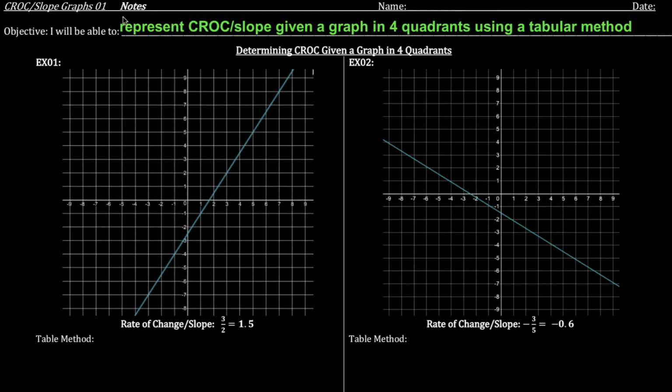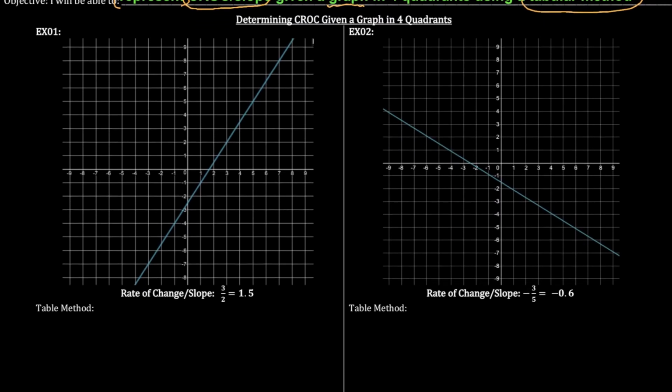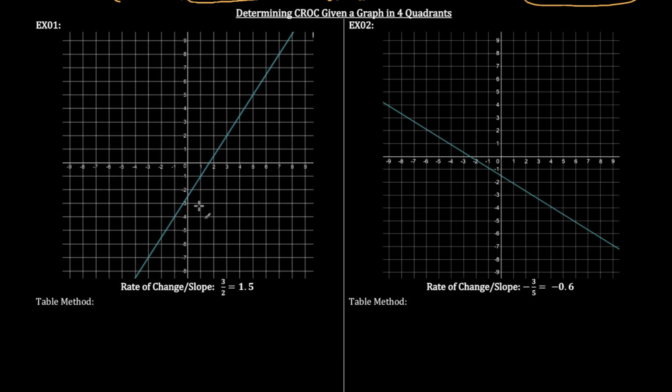All right, so in this lesson we are going to represent constant rate of change, which we're going to call slope also. So we're going to represent constant rate of change, also known as slope, given a graph in 4 quadrants using a tabular method. So we're going to use a table. In our last lesson we found constant rate of change, or represented constant rate of change given a table. Now we're going to be given a graph, and I'm going to use a table to find that constant rate of change, or to show that constant rate of change.